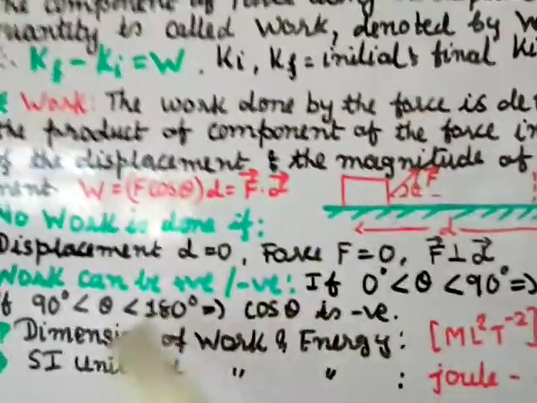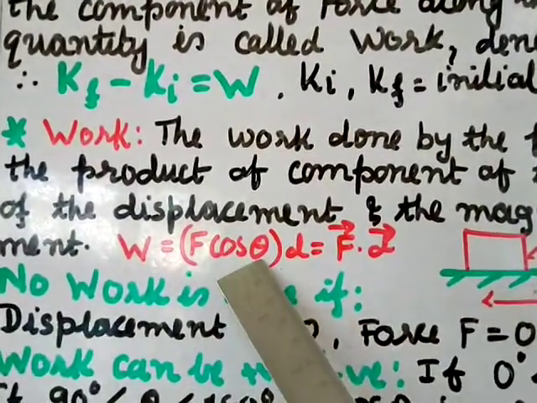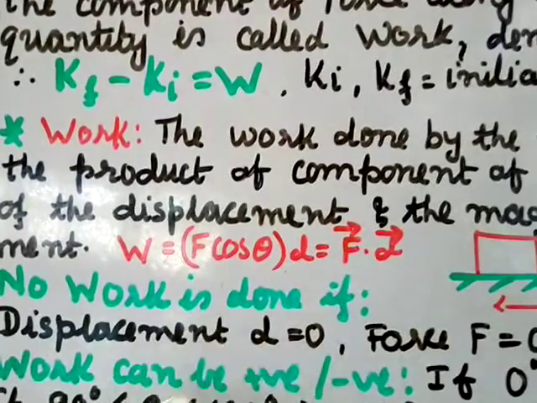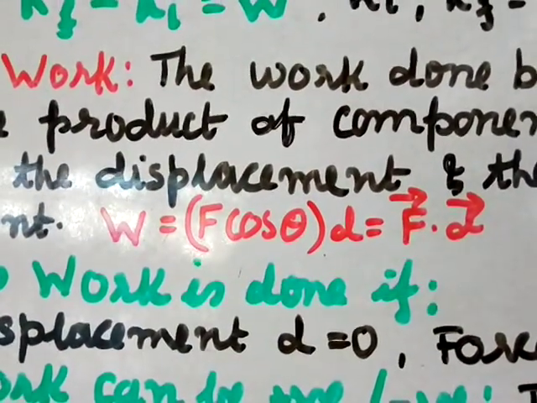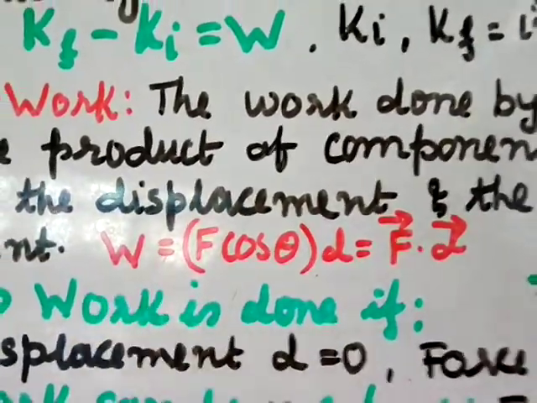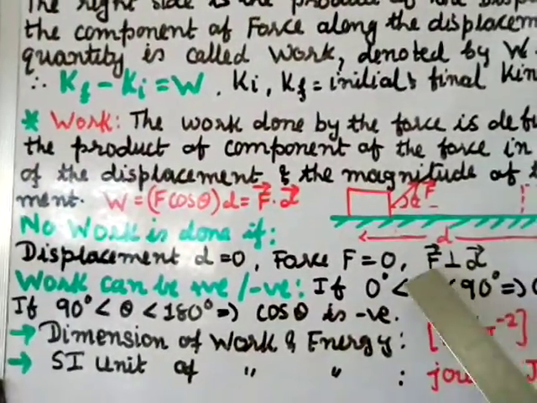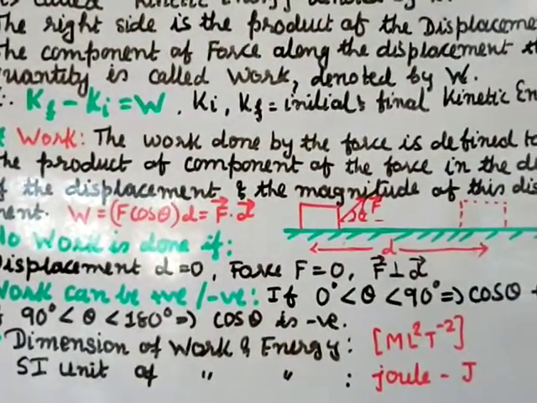Why? Because you know that the formula is F cos theta D. Theta is 90 degrees because F and D are perpendicular. If theta is 90 degrees, we know cos 90 is 0. That means F cos theta D will be 0, so work done will be 0. So if force and displacement are mutually perpendicular, then also work is not done.